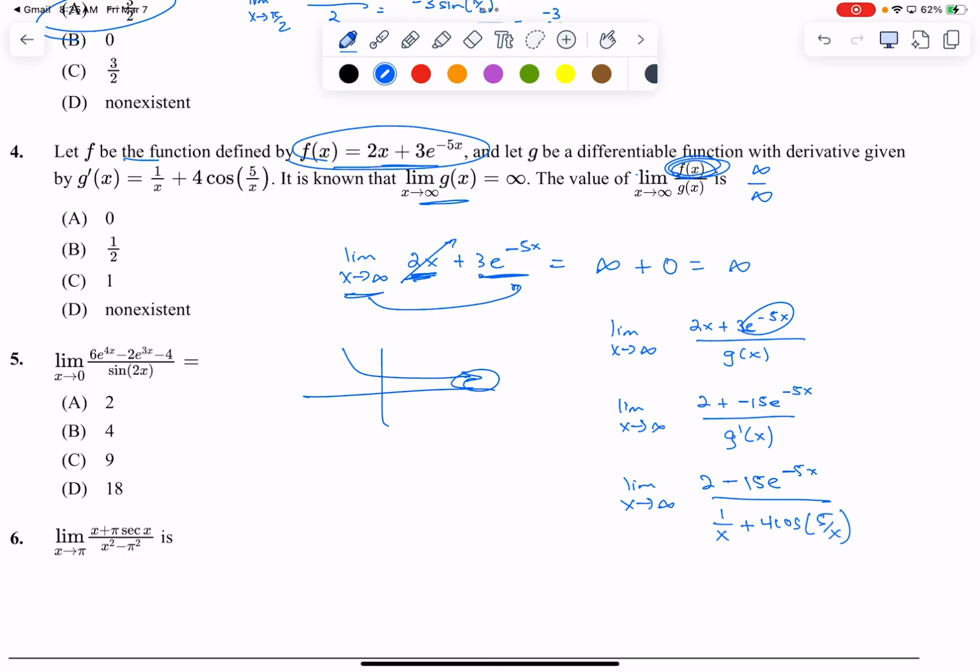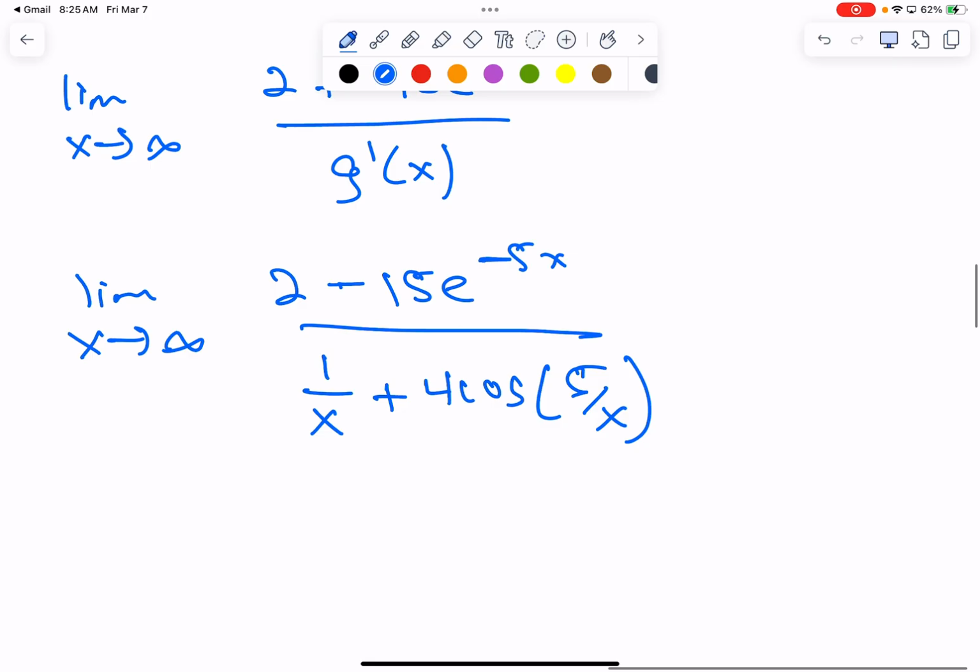Now watch how I do this, because I'm doing limit properties. I can do the limit of a sum, a difference, a quotient. You're allowed to do the limit of a sum, a difference, a quotient, and a product. You just do it term by term.